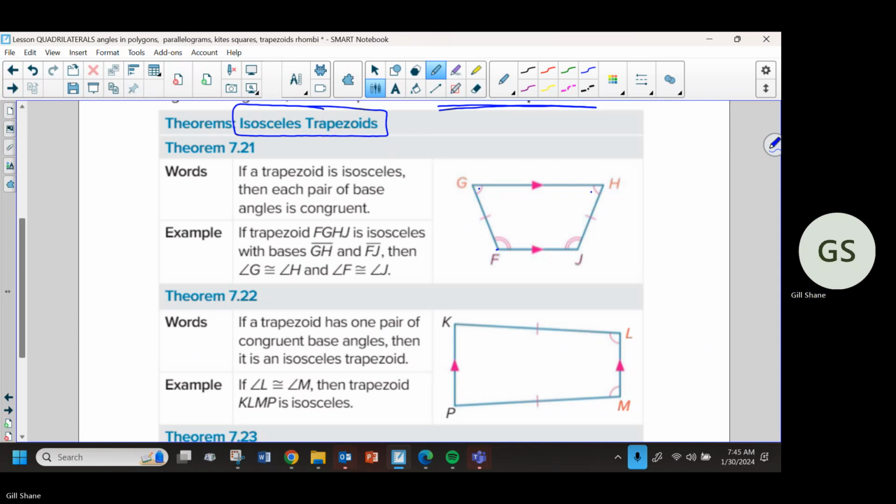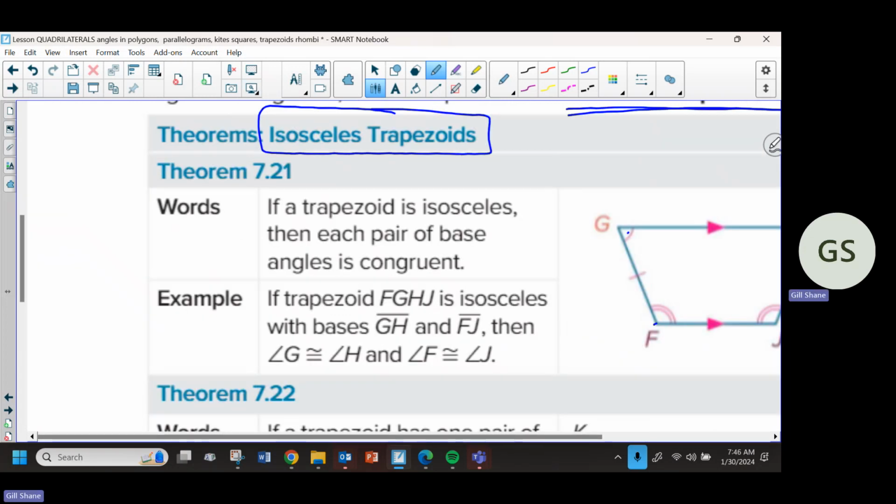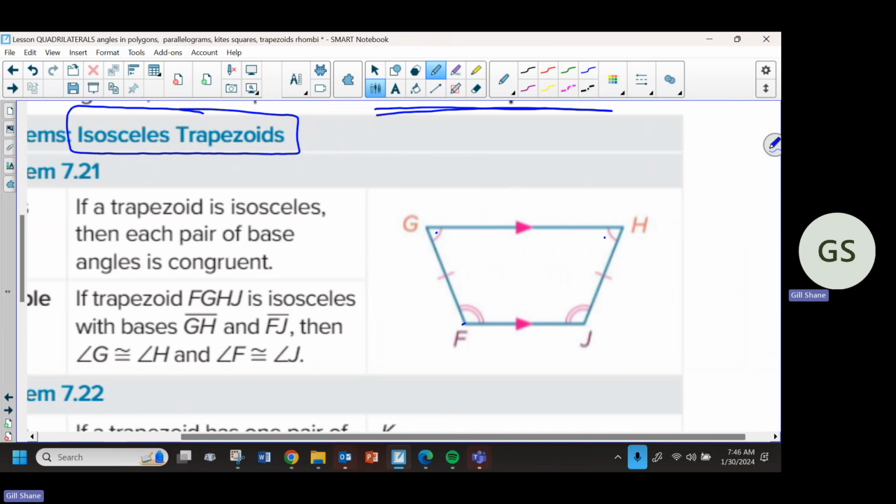Let me zoom in. Oh wait, I have a new button. I added a new button. There we go. All right.